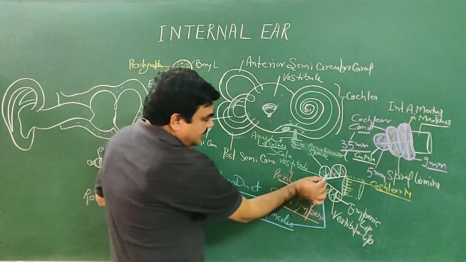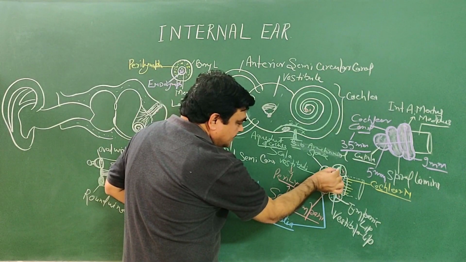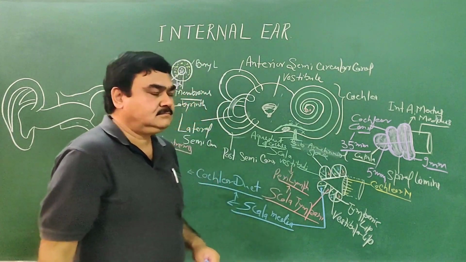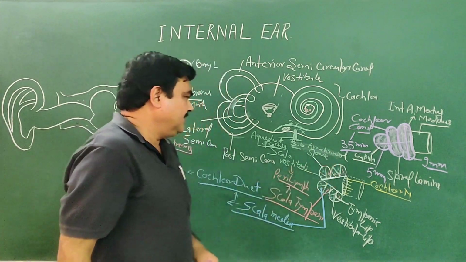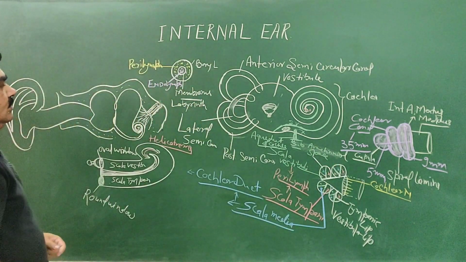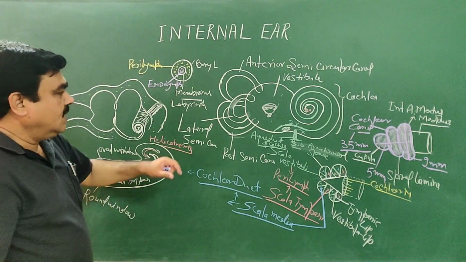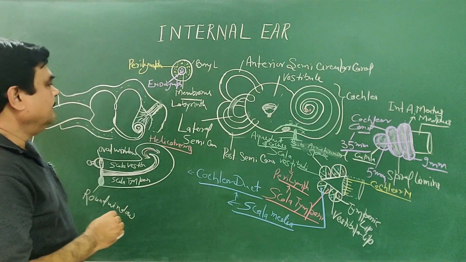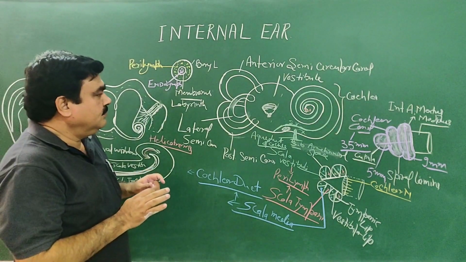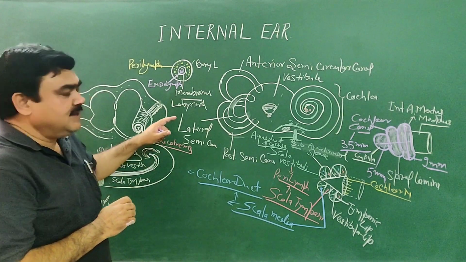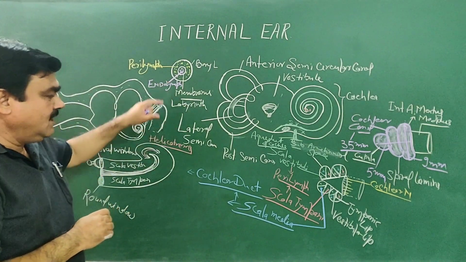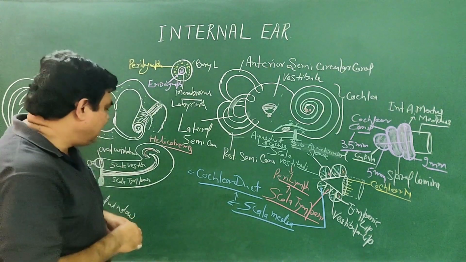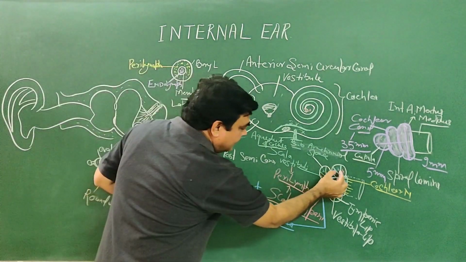Now another thing here, in between these, here lies endolymph. This is the membranous labyrinth. So till now we have seen the bony labyrinth. This is the bony labyrinth. In the next lecture we will discuss the membranous labyrinth. This is the membranous labyrinth here.